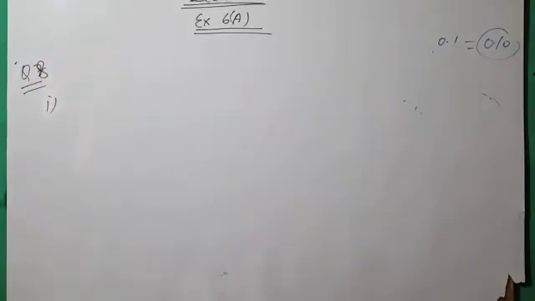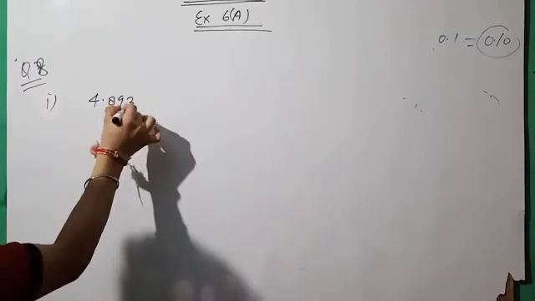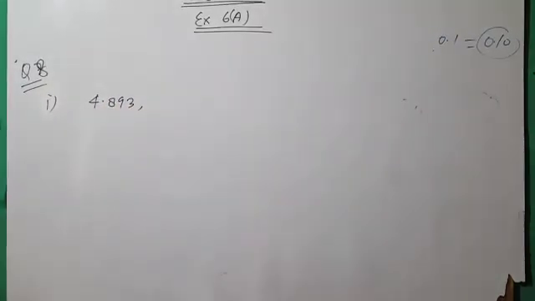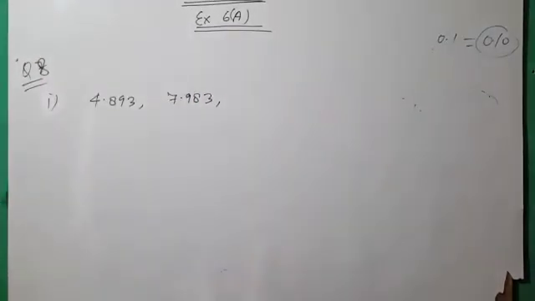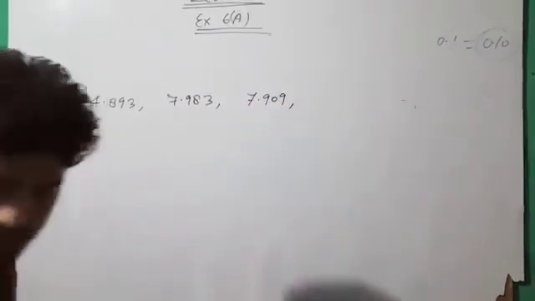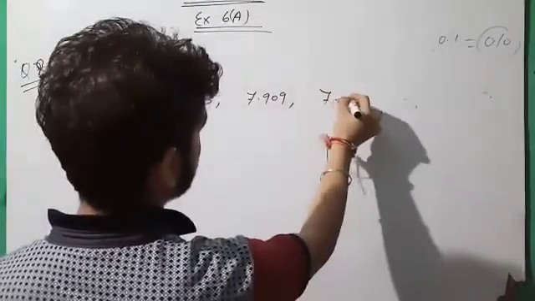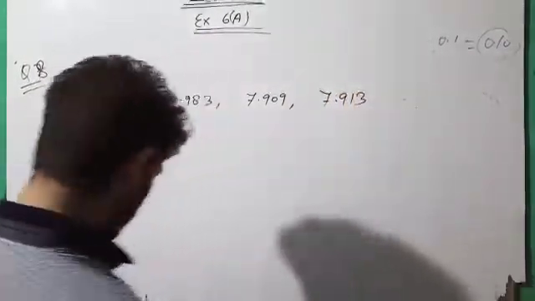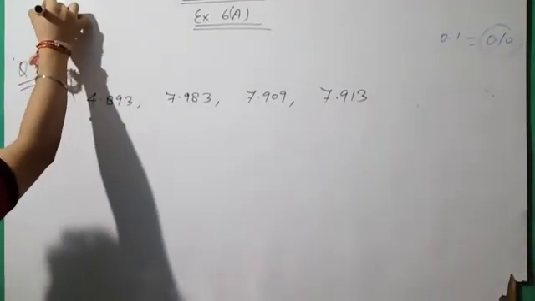We have 4.893. Second one 7.983, then 7.909, then 7.913.